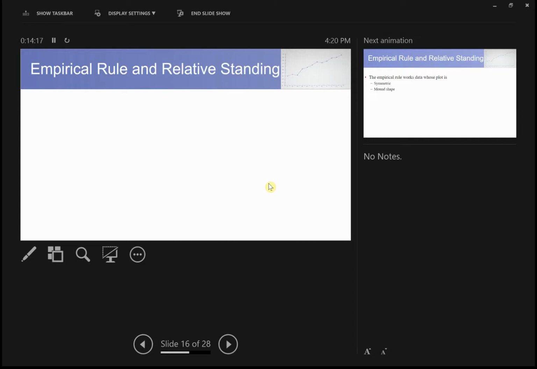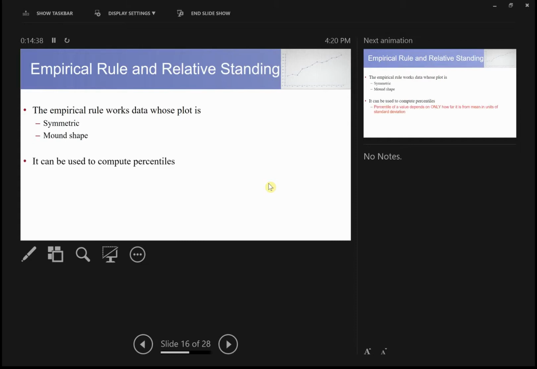But now we're going to look at another one called the Empirical Rule. And now we're going to have to be a little more restrictive. So now we're going to have to only work with data that's unimodal and kind of mound shaped. It doesn't have to be perfectly symmetric. So mound shape is kind of vague, but as long as it doesn't have a long tail, it's okay. And basically, it's used to compute percentiles. And this is really interesting. So now it turns out that we can actually compute the percentile of a data value.